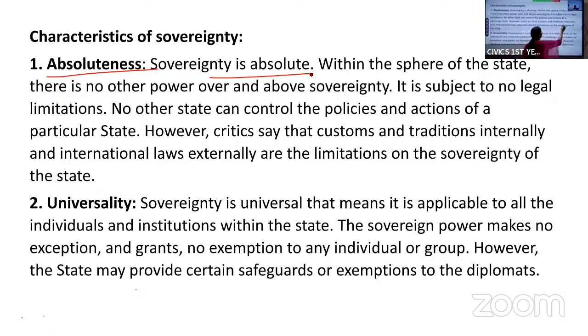And there are no legal limitations. Sovereignty has no legal limitations. And no other state can control the policies and actions of a particular state. That means a foreign country cannot control an independent state. So I repeat, sovereignty is the independence of the state. So when we say sovereignty is absolute, that means the state has its own sovereign power.